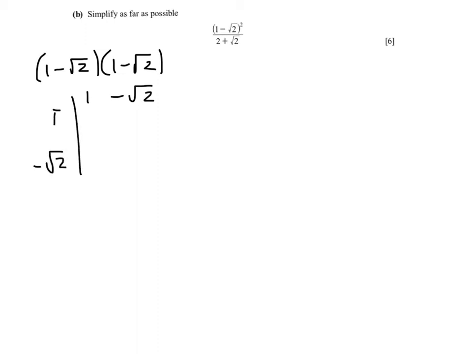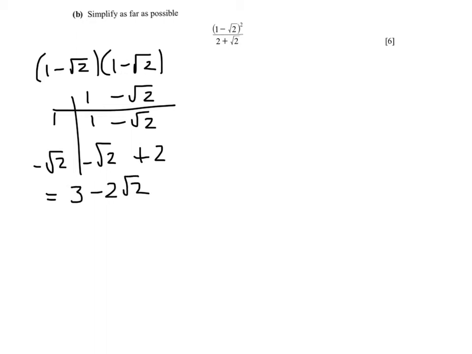To simplify as far as possible, the first thing I'm going to do is expand the brackets. So 1 minus root 2 all squared is 1 minus root 2 times 1 minus root 2. It's quite useful sometimes to use the grid method for surds, and this gives us a 1, a minus root 2, minus root 2, and a plus 2. So that becomes 3 minus 2 root 2.